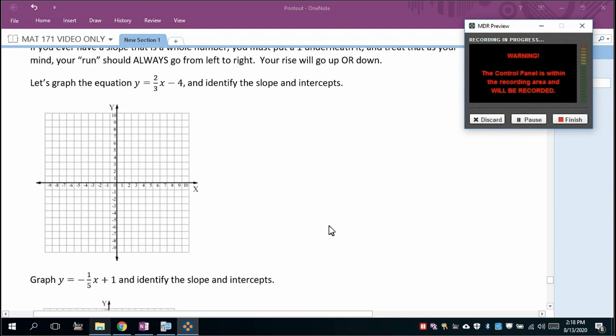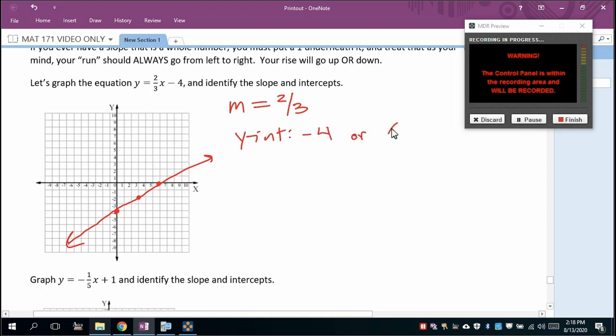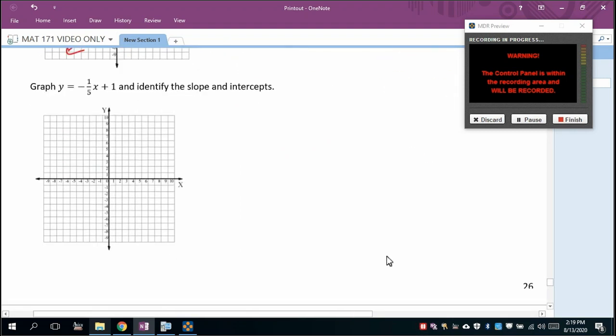So, we're going to identify the slope and intercepts for this one, y equals 2 thirds x minus 4. So we start here, we go up 2 and over 3, and it's positive, so we always go to the right. Up 2 and over 3. So the slope is 2/3. The y-intercept is going to be negative 4, or sometimes they might actually ask you for a coordinate, so you'd have to do 0, negative 4. The x-intercept is going to be at 6, or 6, 0.